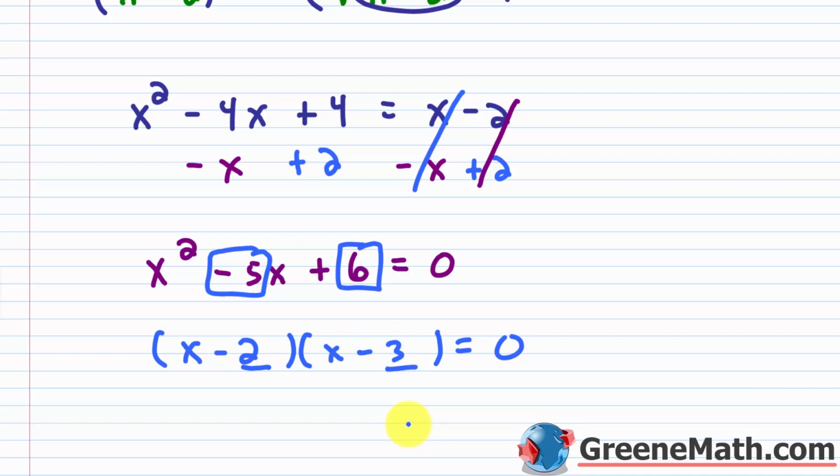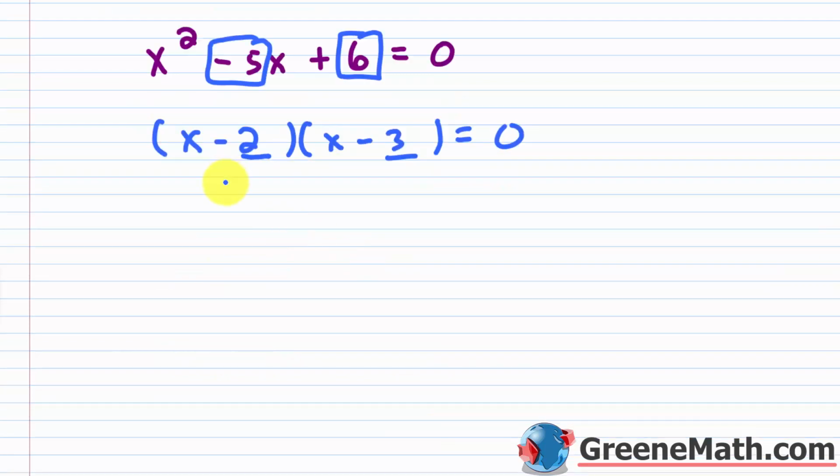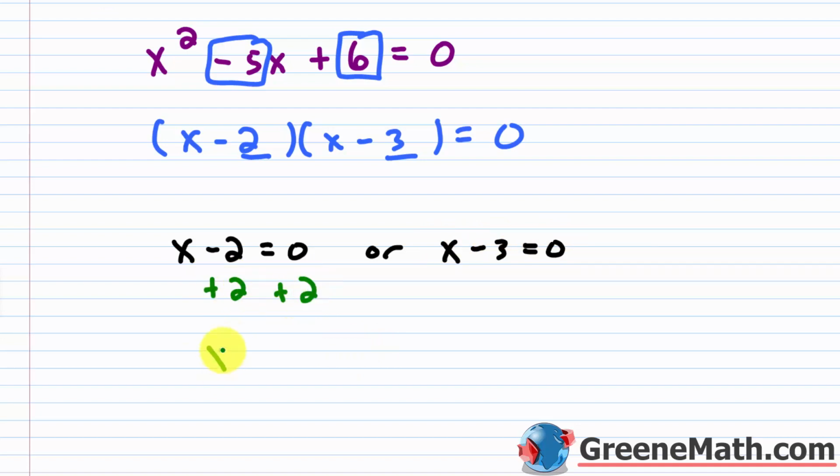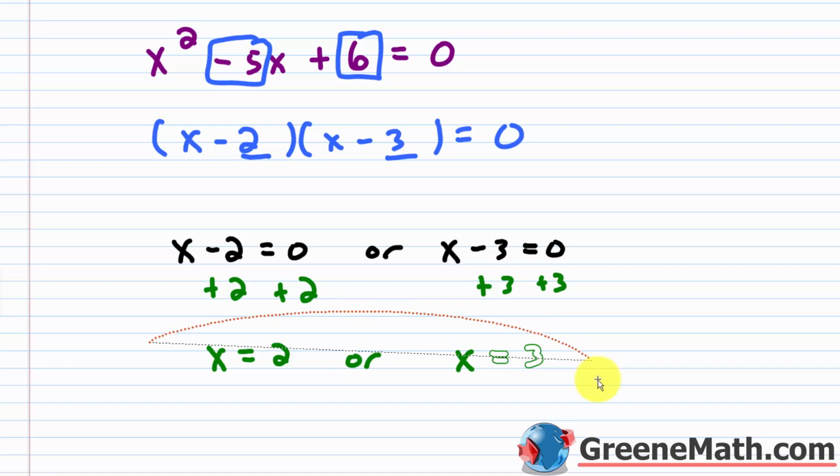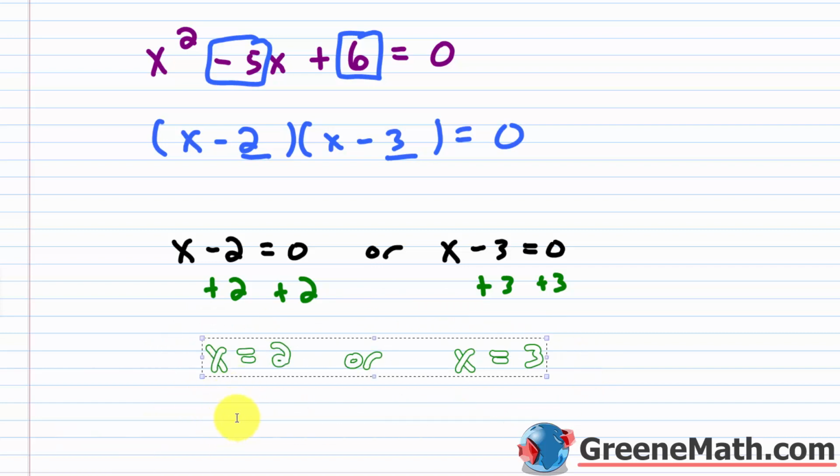So now I can use my zero product property, and I can set each factor equal to 0. So I'm going to set x minus 2 equal to 0. Then, or I'm going to set x minus 3 equal to 0. And to solve this guy on the left, I would just add 2 to both sides of the equation, and we get x is equal to 2. To solve this guy on the right, I would add 3 to both sides of the equation, and we get x is equal to 3. So these are our 2 proposed solutions. So let's copy this, and we're going to check.